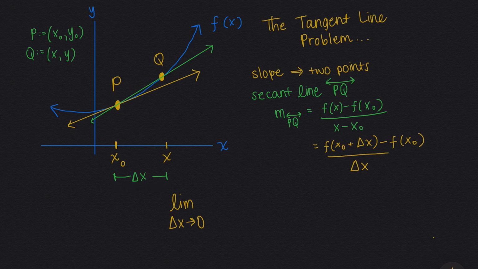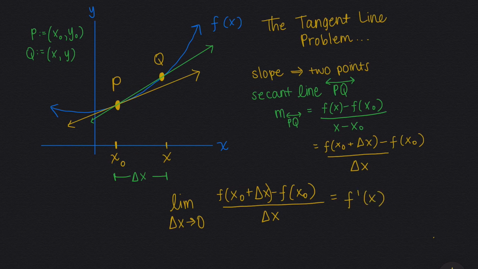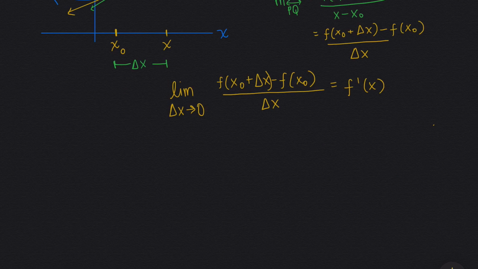So as this value, the change in x, gets closer to 0, the slope of the secant line, the slope of PQ, or f of x naught plus the change in x minus f of x naught, all divided by the change in x, gets closer and closer, or equals the slope of the tangent line. And we came up with a notation for that, right? F prime of x.